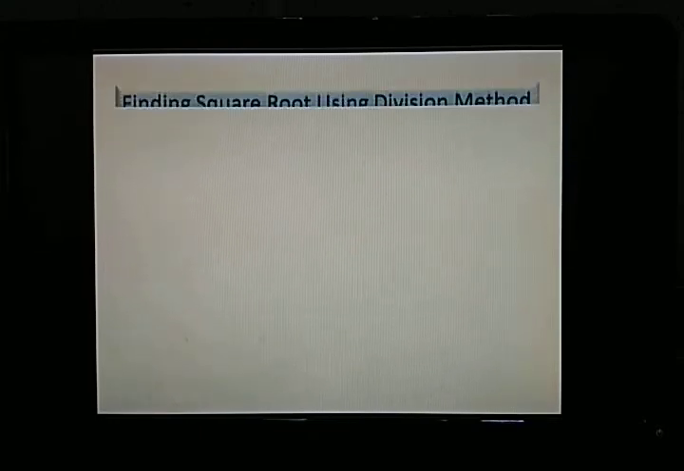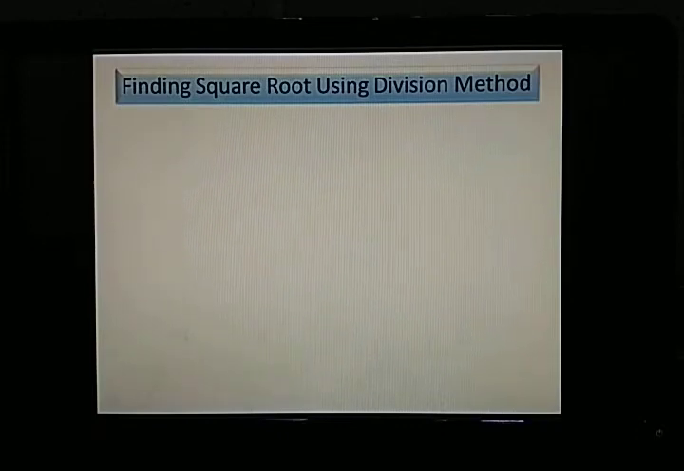This long division method is applicable in cases of large numbers. So that's what we'll discuss today, finding square roots using the division method, that is the long division method. So let us see first what this long division method is.